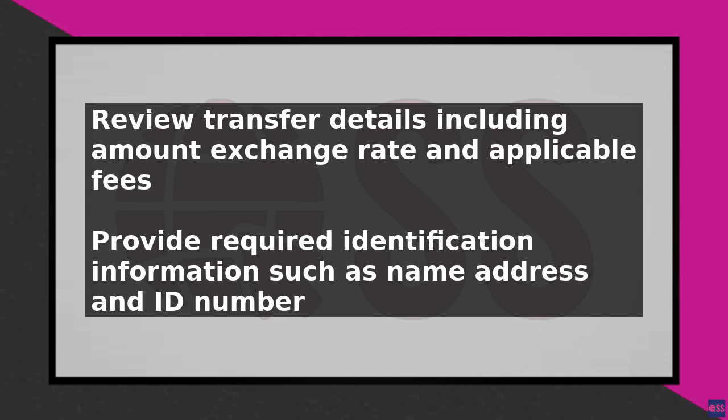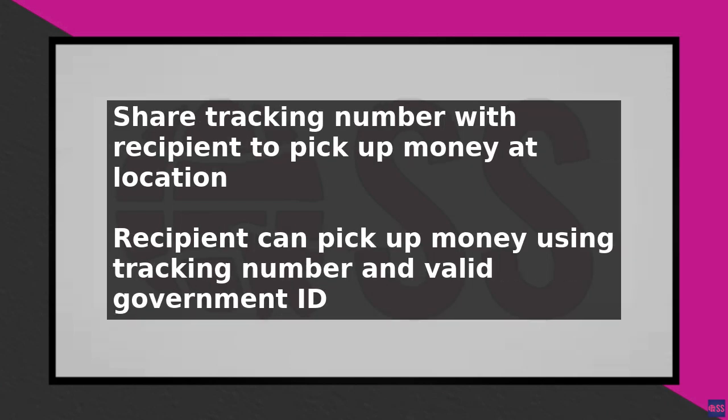The recipient can then pick up the money at a Western Union location near them, using the tracking number and a valid government-issued ID. Some locations may also offer the option to have the money deposited directly into the recipient's bank account or mobile wallet. It is always a good idea to check the exchange rates and fees before sending money, as they can vary depending on the location and the funding method.